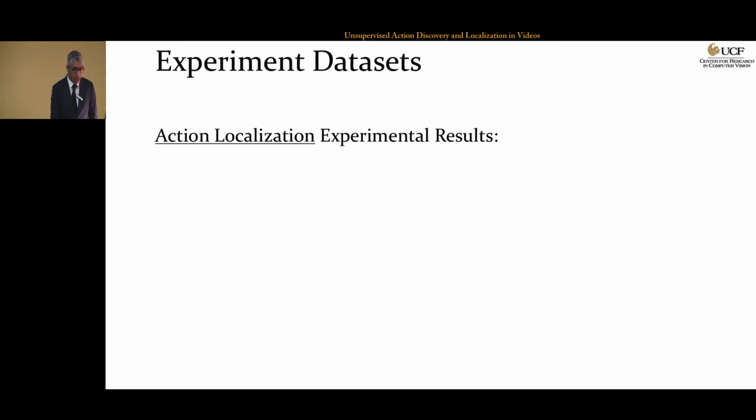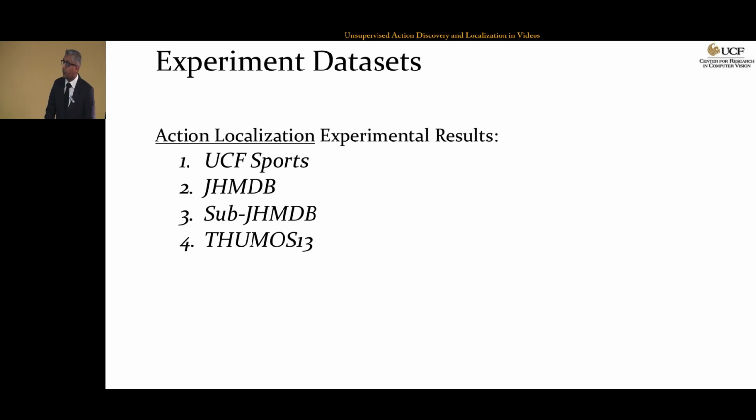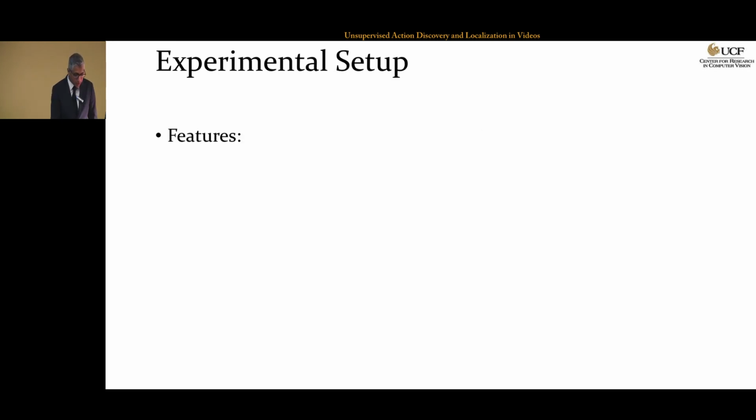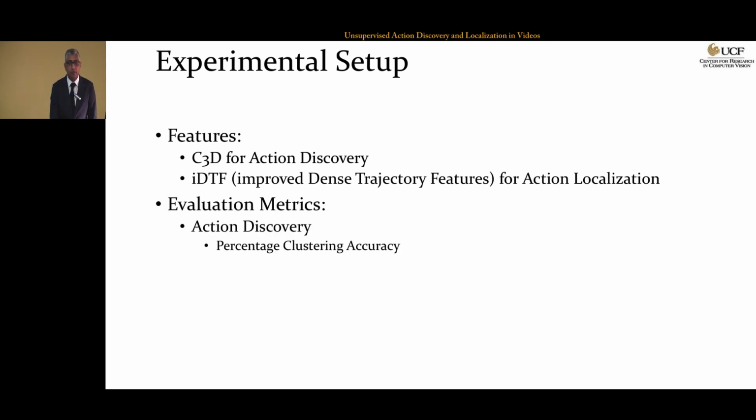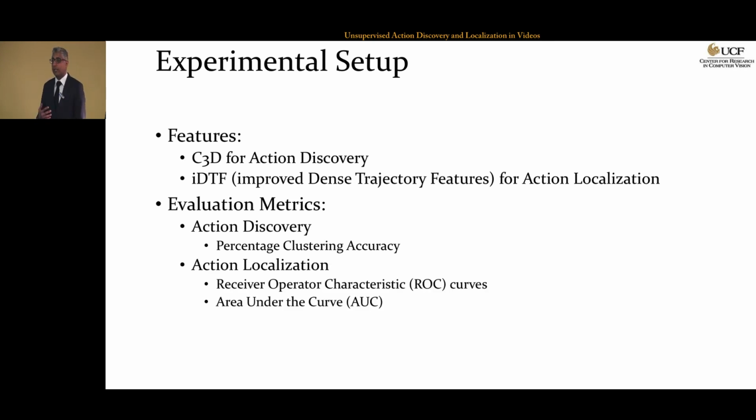Next, we test our localization approach on 4 data sets, as shown over here. So first, I'll go through the experimental setup. For features, we used 3D deep learning features for action discovery, where we use those deep learning features to come up with a similarity metric and improve those clusterings. We also use IDTF features for action localization that extract those dense trajectory features within each supervoxel to come up with a localization. For evaluation on action discovery, we use the percentage of clustering accuracy, and for localization, we use the same metric that we showed earlier, which is the ROC and AUC curves.